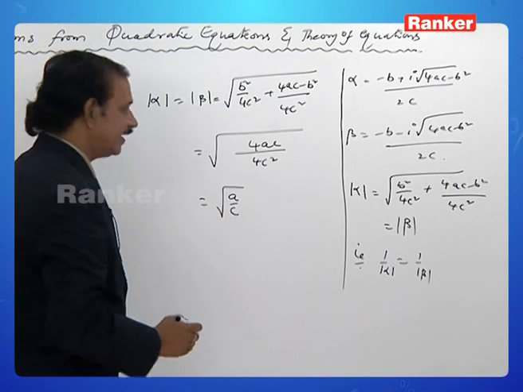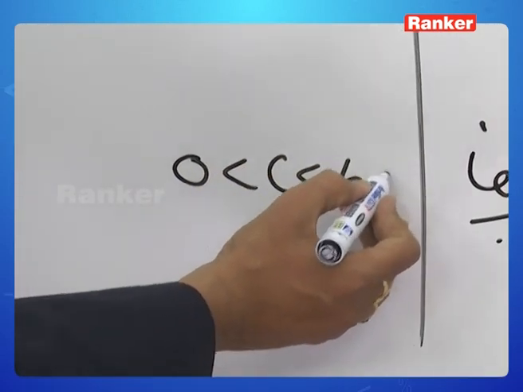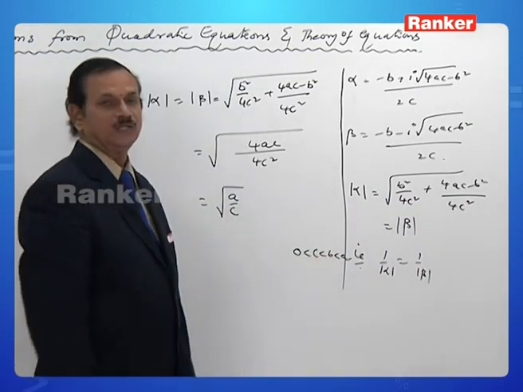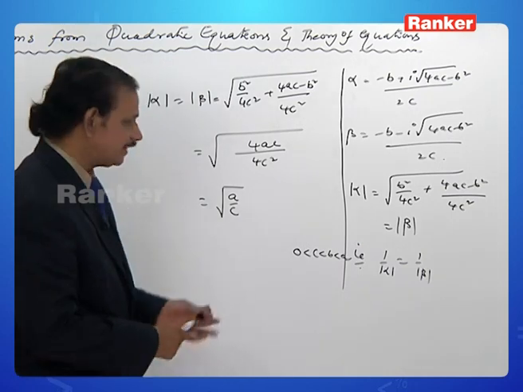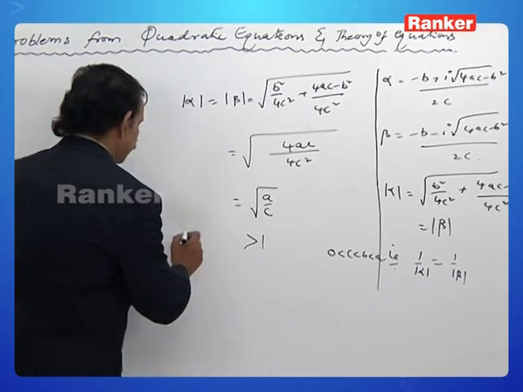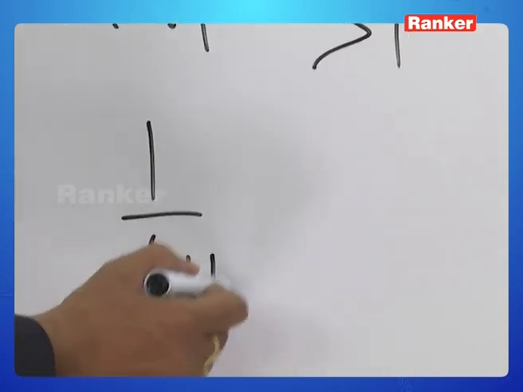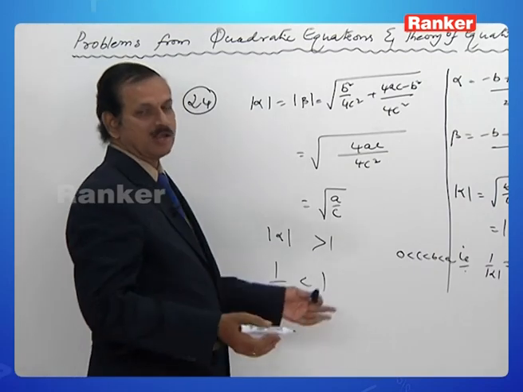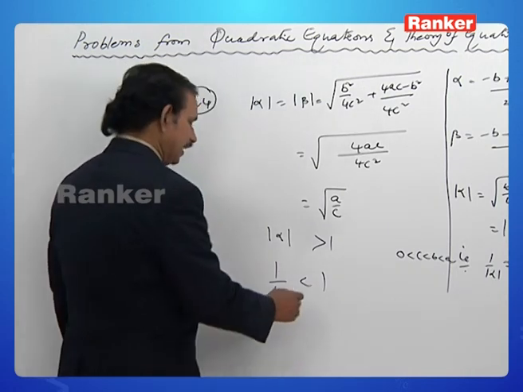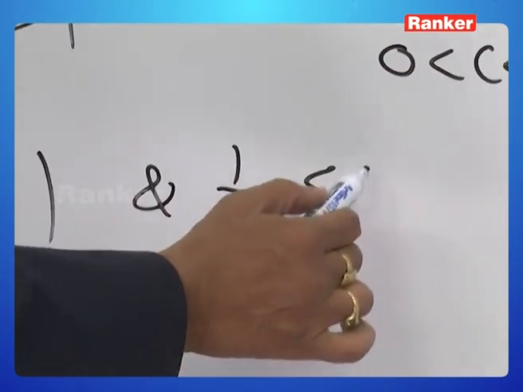But from the data, we are given that 0 < c < b < a. Therefore, a is greater than c, so a/c is greater than 1. So root of a/c is also greater than 1. Therefore, mod alpha is greater than 1. So 1/|alpha| is less than 1. As mod alpha is greater than 1, 1/|alpha| is less than 1. Similarly, 1/|beta| is less than 1.